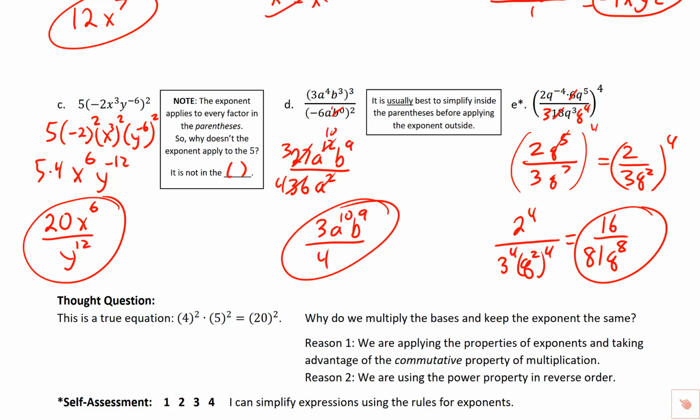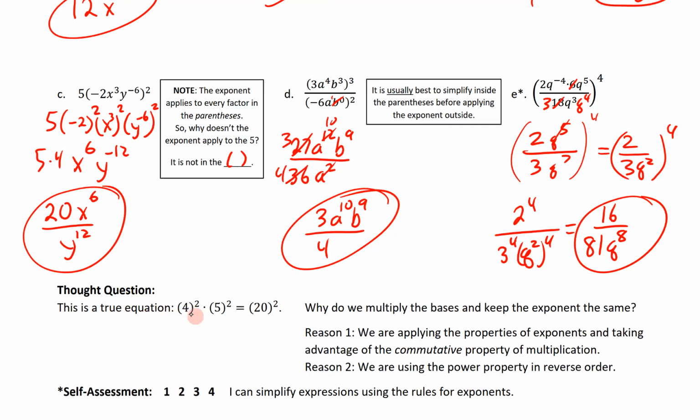Now, we're done simplifying those, but I want to throw out a thought question for you to take a look at. So this is a true equation. 4 squared times 5 squared equals 20 squared. Now, you can double check that on a calculator if you would like to. So the question here is, why do we multiply the bases and then keep the exponents the same? So we've got a 2 as an exponent all the way through, but then we just multiply the 2 bases together to get the 20.